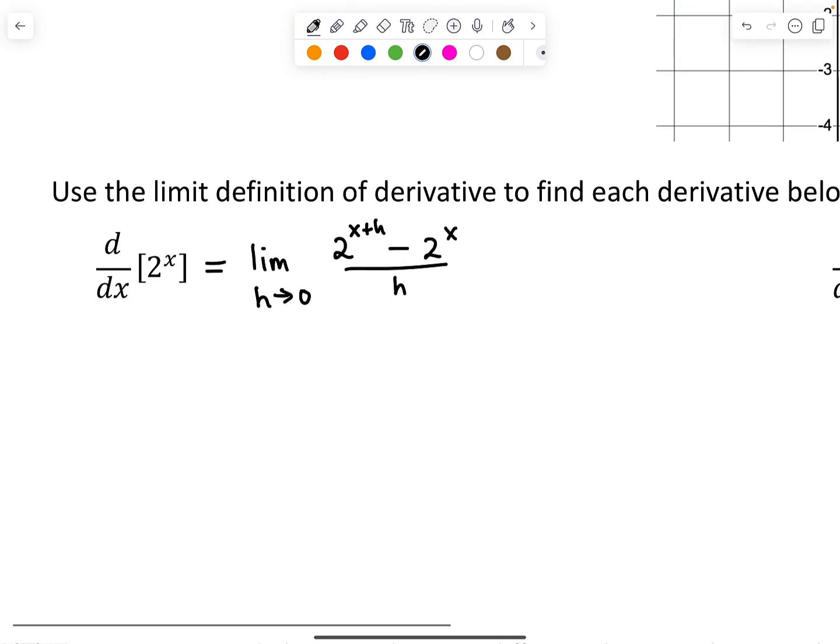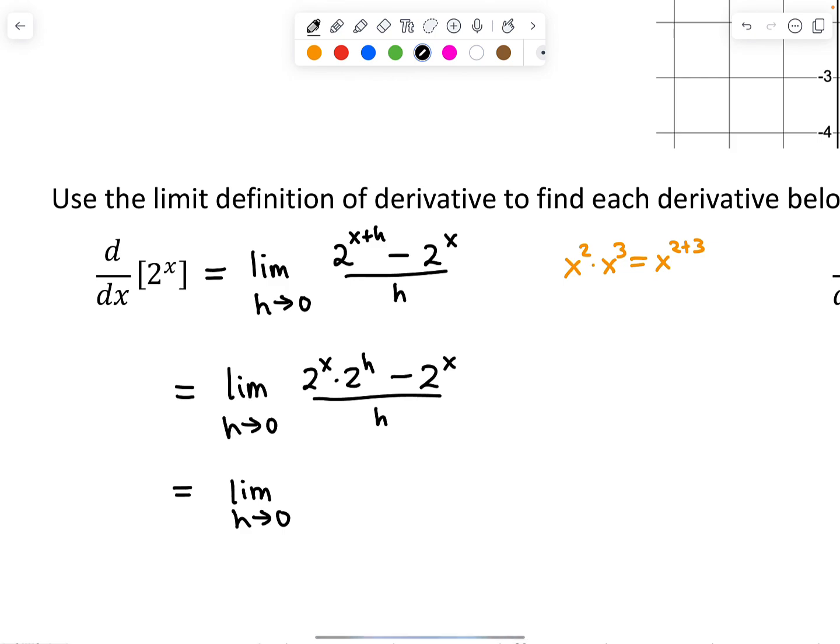Now recall we can use a property of exponents. If you have x squared times x cubed, you can add the exponents to become 5. We'll use this property backwards. So 2 to the x plus h can be written as 2 to the x times 2 to the h. And then we have minus 2 to the x all over h. Now I can factor out a 2 to the x, leaving this expression. Now we're going to use technology to explore what happens to this portion as h shrinks to 0.